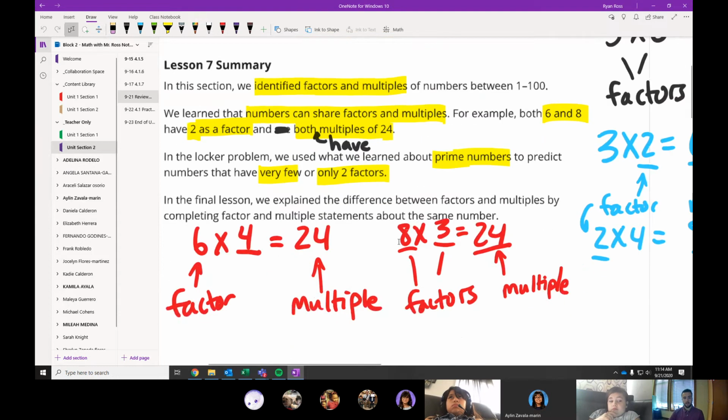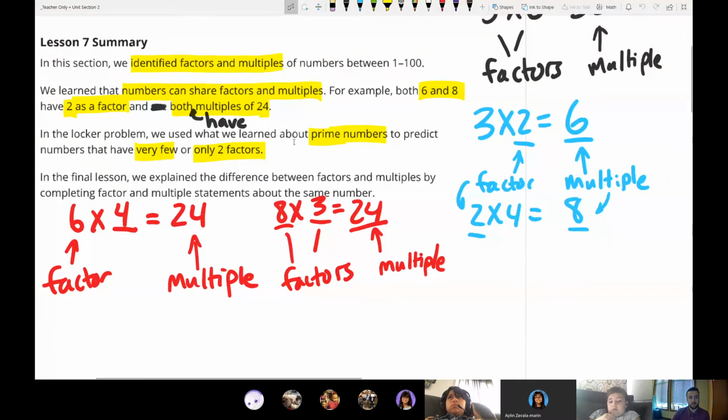Okay, so when we look at this review, I'll read it again. In the locker problem, we used what we learned about prime numbers, and we said that those ones with only 2 factors were prime numbers. We used that to predict numbers that have very few or only 2 factors. And then lastly, in the final lesson, we explained the difference between factors and multiples by completing factor and multiple statements about the same number.